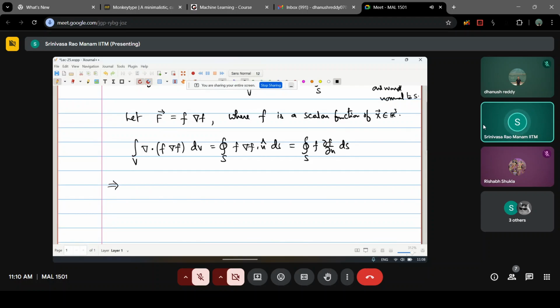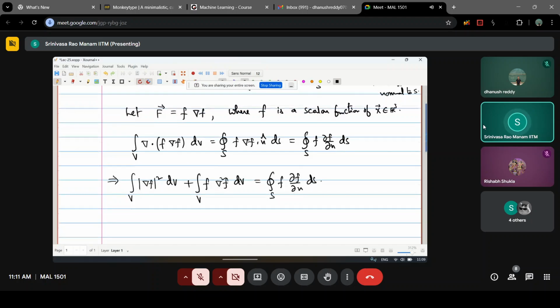So what happens to the left hand side? Integral over V del dot, the first one is del f dot del f, that is del f squared dV, plus the integral over V of f into del dot del f, that is del squared f, dV, equal to the right hand side, f into dou f by dou n dS.